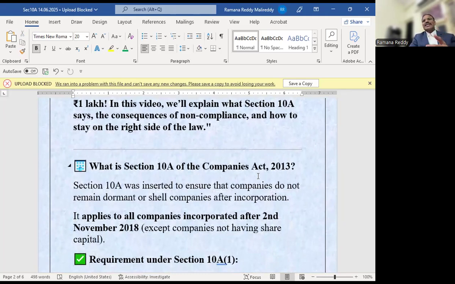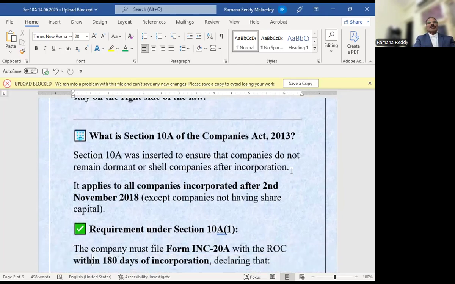So first of all, what is Section 10A of the Companies Act 2013? Section 10A was inserted to ensure that companies do not remain dormant or shell companies after incorporation. Because many promoters were just incorporating the company and not taking care of their business and not filing annual filings. So they are just dormant or shell companies. That is the reason this Section 10A was inserted. It applies to all the companies incorporated after 2nd November 2018, except companies not having share capital.